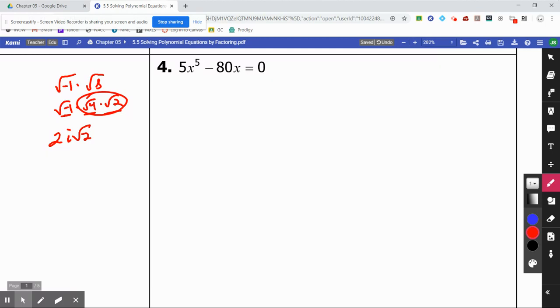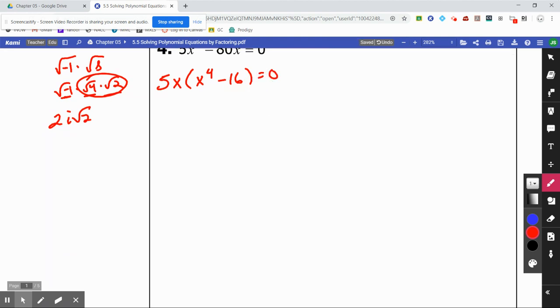Everything's on the same side. It's equal to 0, so let's start factoring. Factor out a 5 and factor out an x. That's your common factor. You're left with an x to the fourth and a minus 16, which is a difference of squares. Do not stop when it's x to the fourth and set it equal to 0 yet. You're not going to get all your roots.